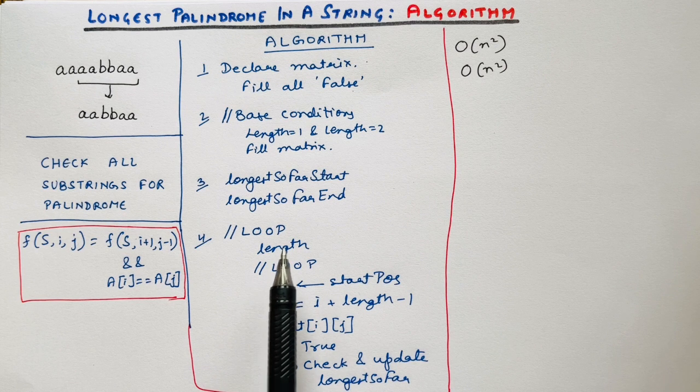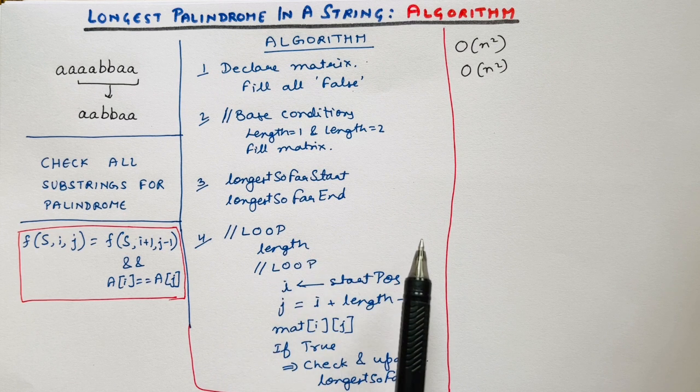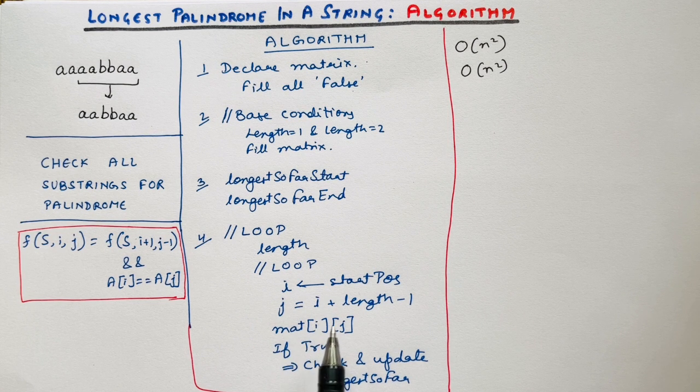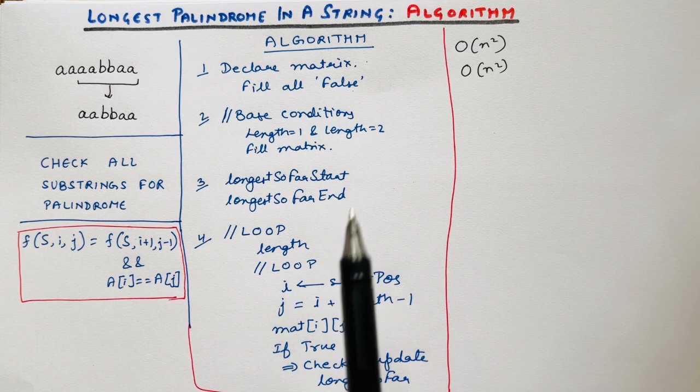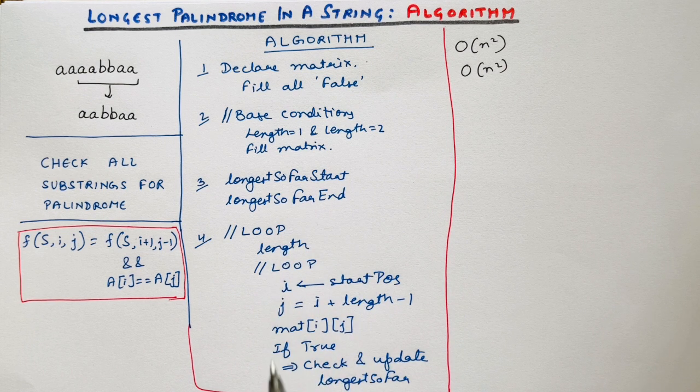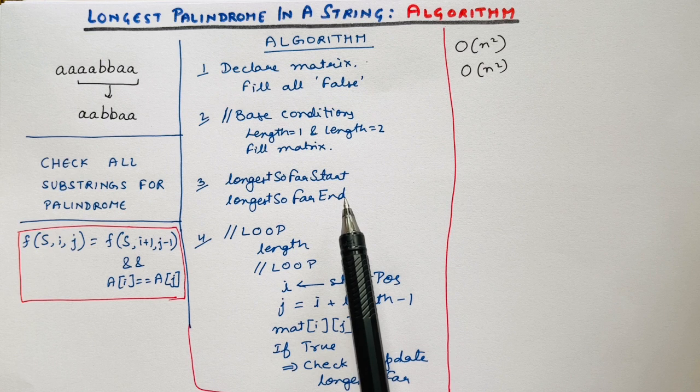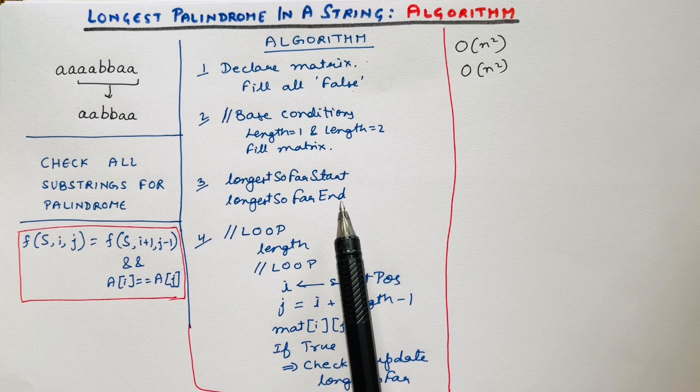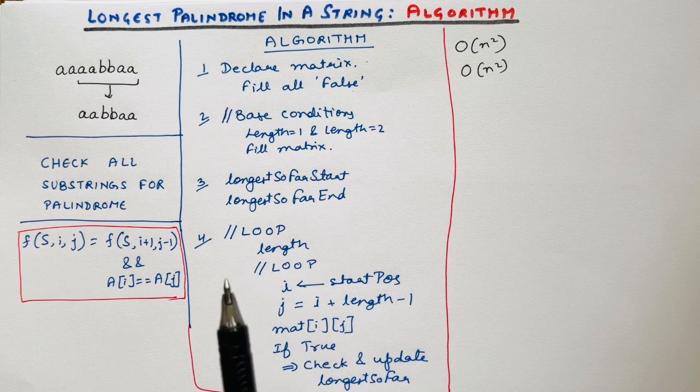And now when we fill from length 3 till the length of the string, we will update these when we calculate matrix of i, j. If we calculate matrix of i, j to be true, we will check whether this new palindrome is longer than what we have seen so far. If it is longer, then we will update these two coordinates. Therefore, when we are done, these two will have the starting and end position for the longest possible palindromic substring.